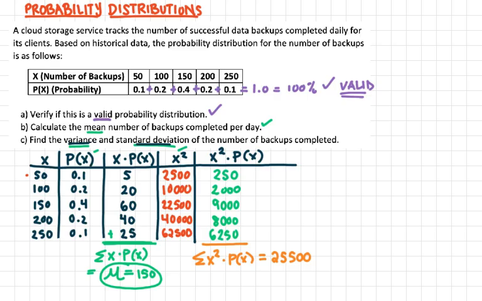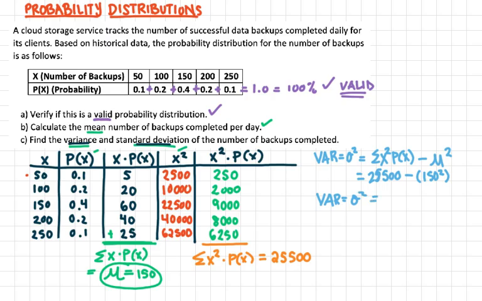Now, if we want to find out the exact value of the variance, the rule for the variance, it's called sigma squared, and it's this summation that we just found minus the mean squared. So it's 25,500 minus 150 squared, and we will get that the variance, which is equal to sigma squared, is 3,000.